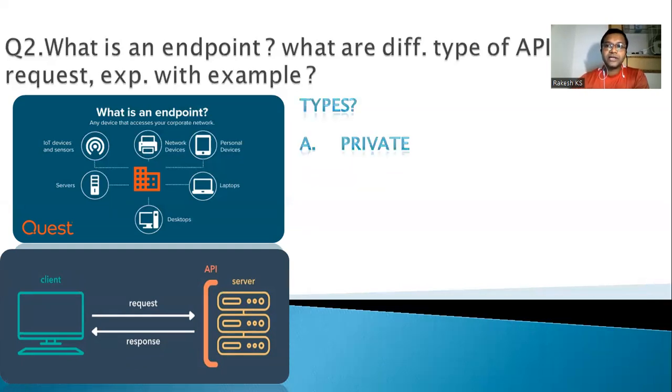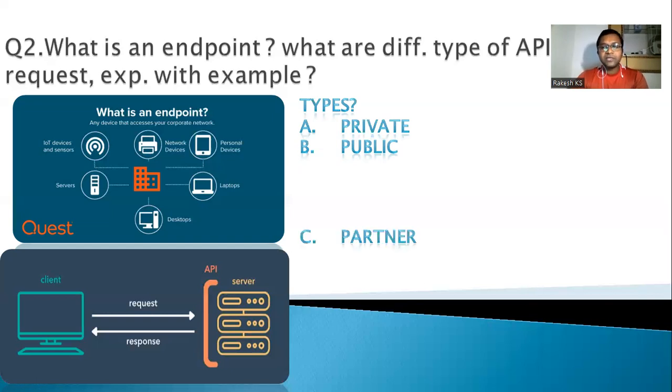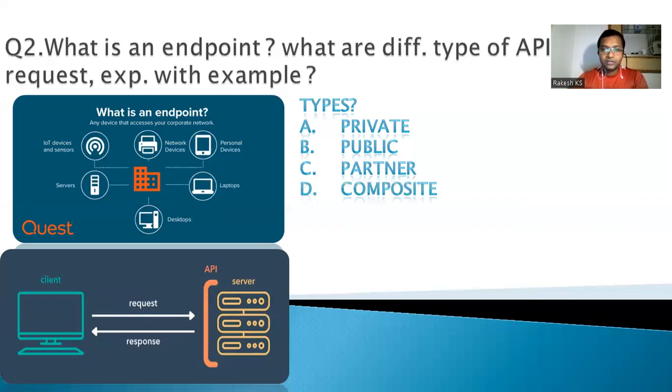Next is, what are the types of APIs? Usually there are different types of APIs. Private APIs are managed for internal company use, like end-to-end systems within the organization. Next one is public. Public APIs are outside the organization's restriction, where anybody can have access. Sometimes there will be authentication, or maybe not. Next one is partner, and also composite APIs. So these are the different types of APIs.